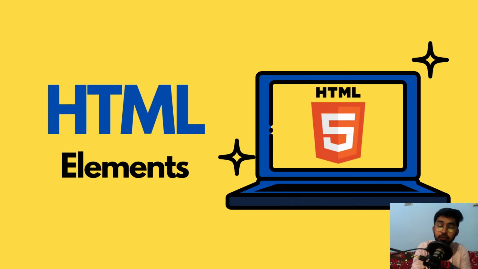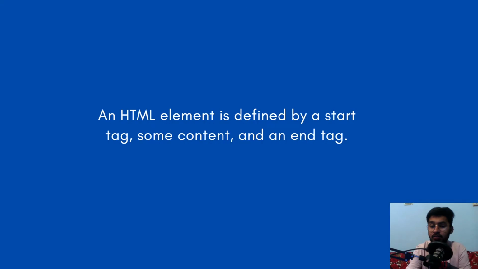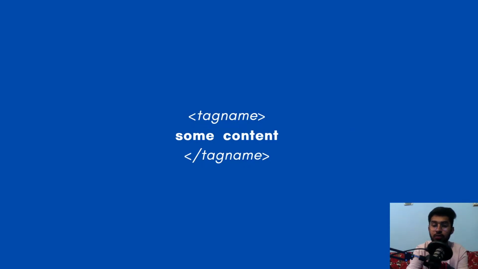This is Fadali and this video is about the HTML elements. So let me just define what an element in HTML is. An HTML element is defined by a start tag, some content, and then an end tag. Alright, and this is how it looks. You have to start with the tag name, then it must have some content, then it ends with the tag name.